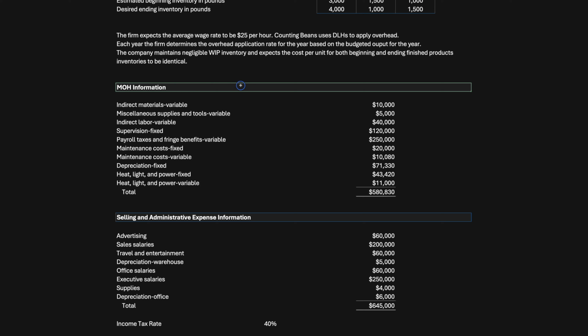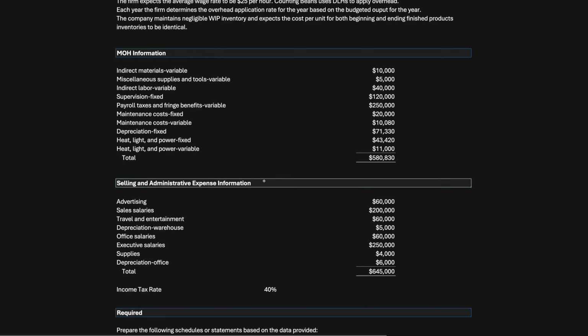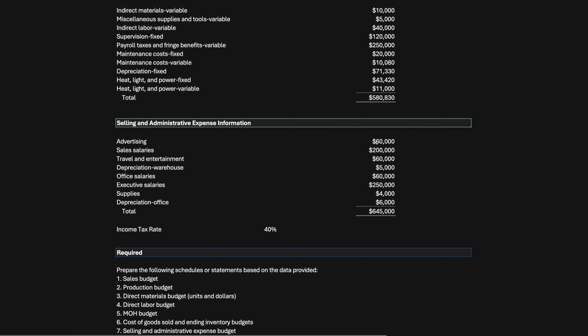We are told some things about manufacturing overhead. We are given a number of different line items that total $580,830. You'll note that some of these items are variable, whereas others might be fixed, and you need to keep track of that. Then we are given some selling and administrative expense information. Again, these are summed up here and totaled to be $645,000. And we are finally given an estimated tax rate of 40%.